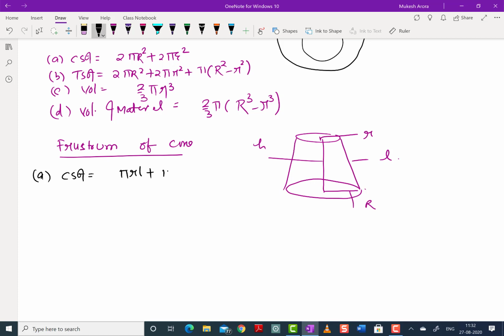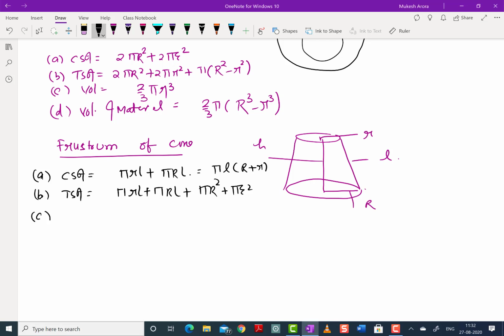Curved surface area is pi l (r plus R). B, total surface area is pi r l plus pi R l plus pi r square plus pi R square, or it will be pi l (R plus r) plus pi r square plus pi R square.